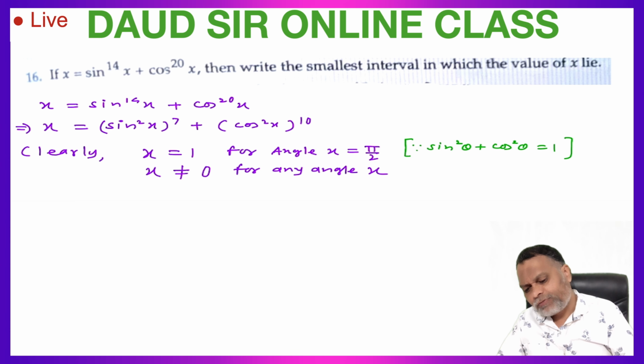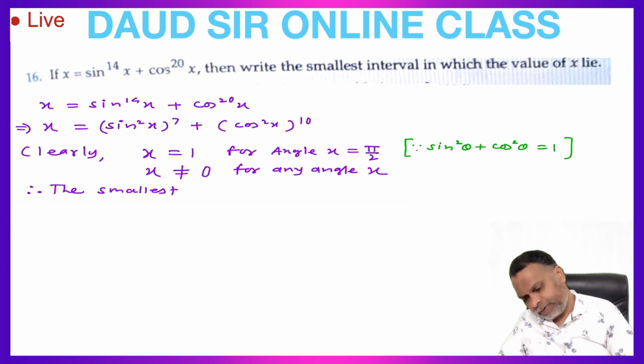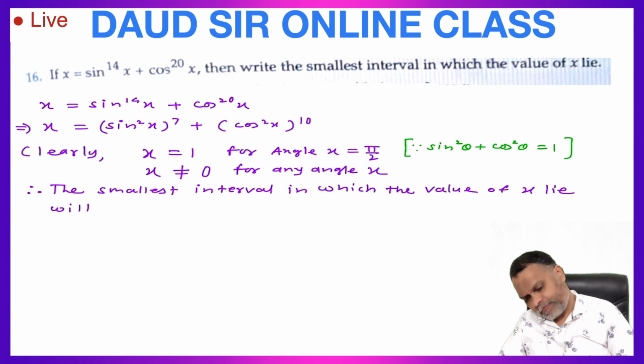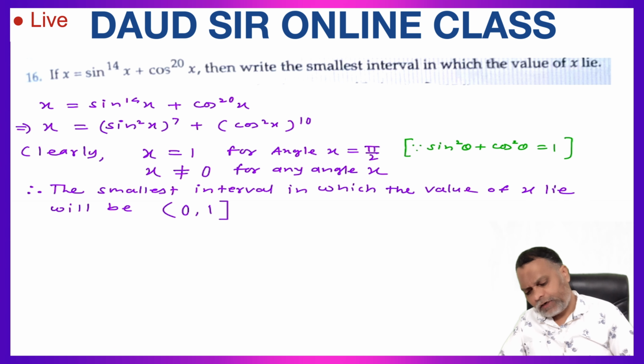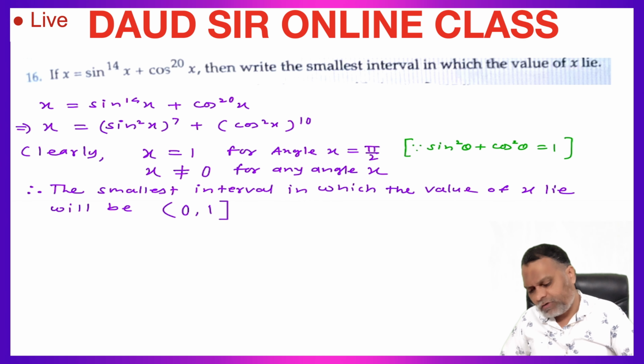That is why we can say the smallest interval in which the value lies will be 0 to 1. This is a semi-open interval. Semi-open interval means 0 is not included here and 1 is included here. The value should be greater than 0 but less than or equal to 1. So this is the smallest interval in which this value will lie.